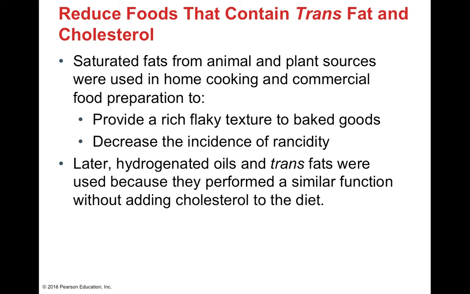In order to help reduce the foods that contain trans fat and cholesterol, we want to try to make sure that, again, you're monitoring what you are eating. Now, saturated fats from animal and plant sources are often used in home cooking and commercial food preparation. Why? Well, it does a couple of things. One, it decreases rancidity. Right? Additionally, it's going to help provide texture to baked goods. And as we've mentioned previously, texture is a very important part of what you eat. People have taste aversions based on textures. Even though they might like the way it tastes, if they have an issue with the texture, they're unlikely to eat it.